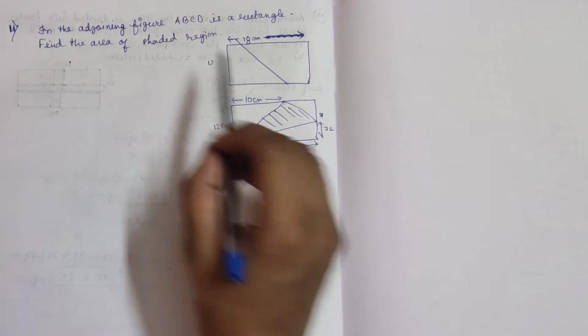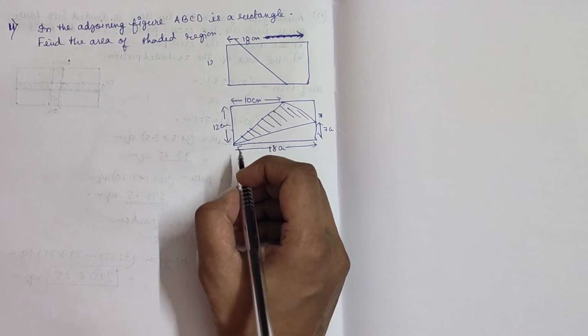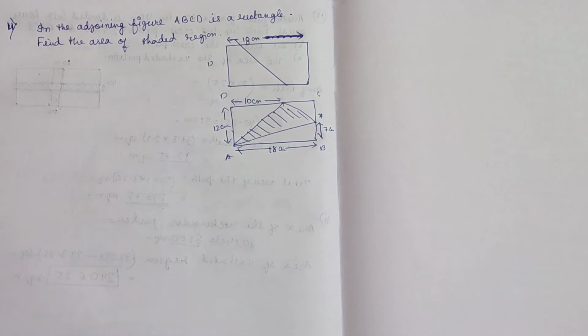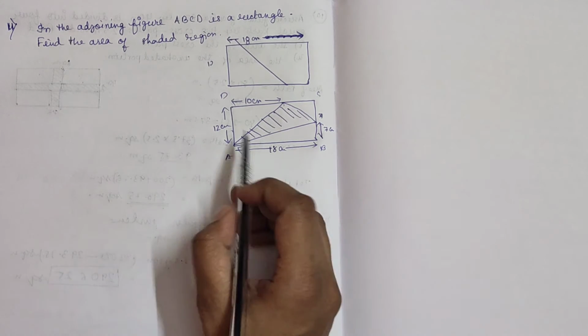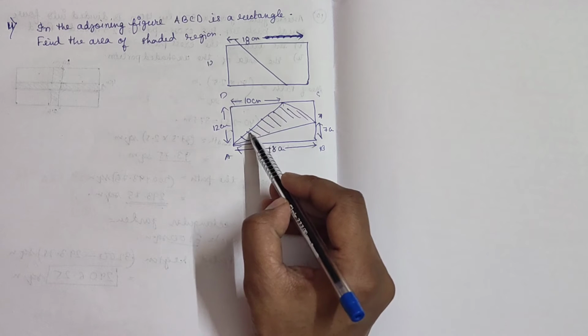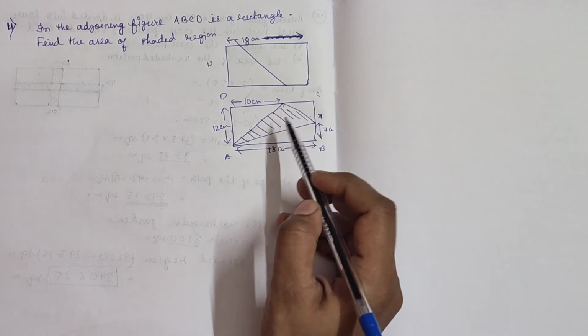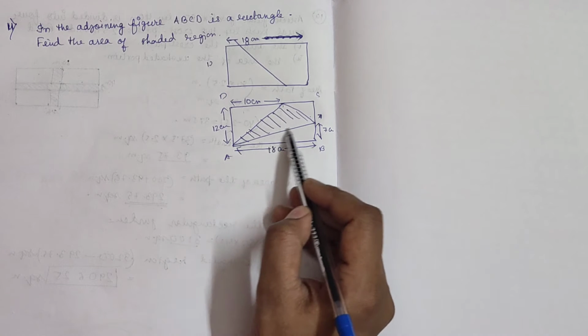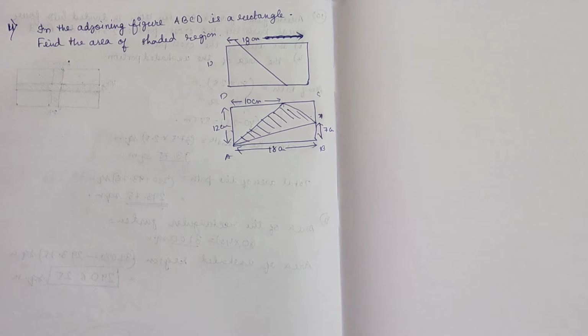Number 11, in the joining figure, look at my figure. This is ABCD, a rectangle. We have to find the area of the shaded region. This is a shape of a triangle, but here not even a single side of a triangle is known to us. So how can we find out the area of the region?